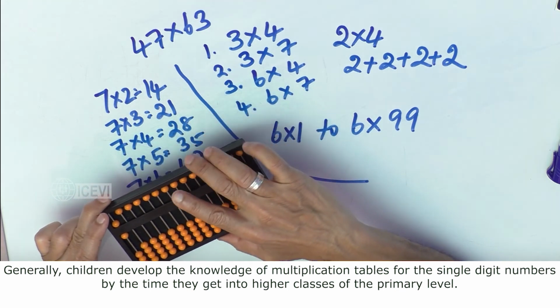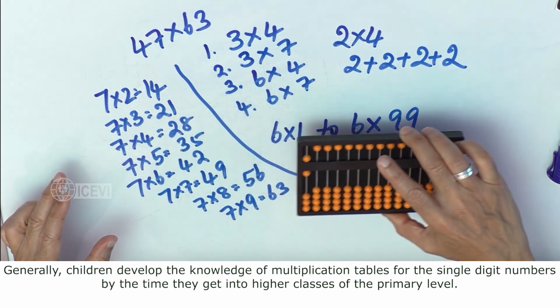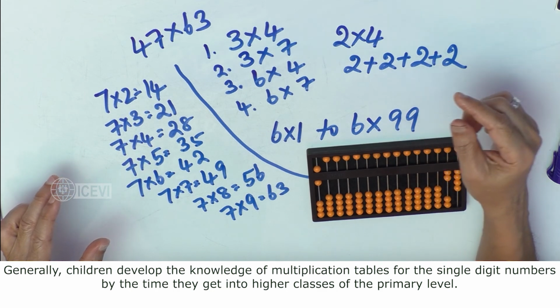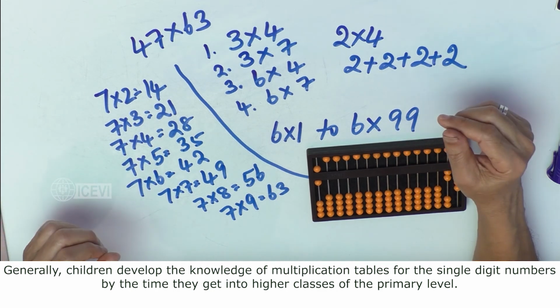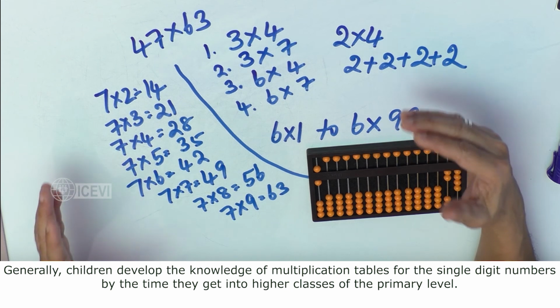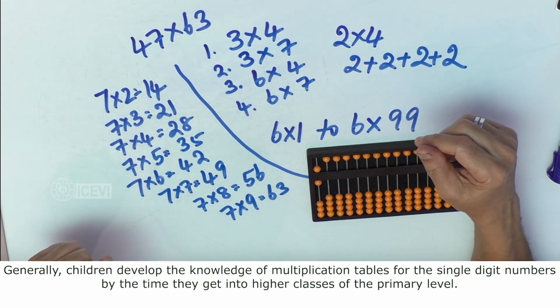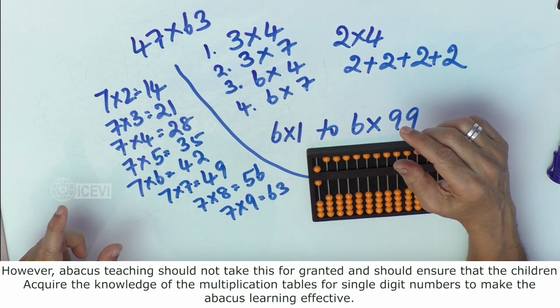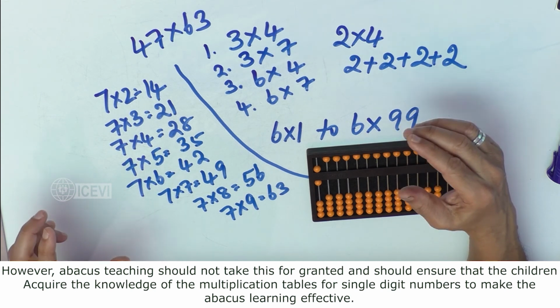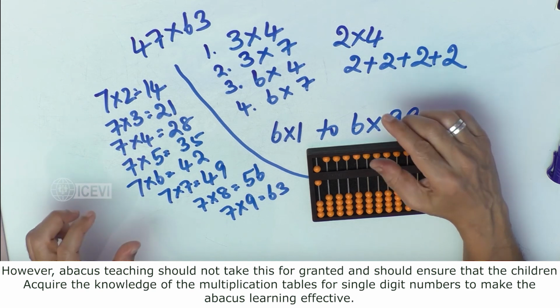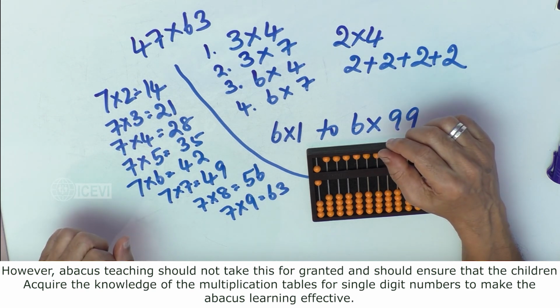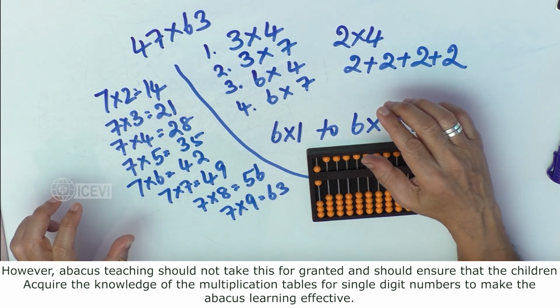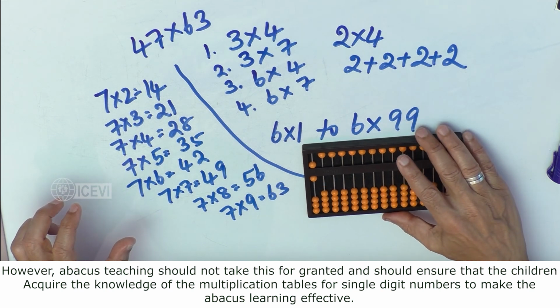Generally, children develop the knowledge of multiplication tables for the single digit numbers by the time they get into higher classes of the primary level. However, abacus teaching should not take this for granted and should ensure that children acquire the knowledge of the multiplication tables for single digit numbers to make the abacus learning effective.